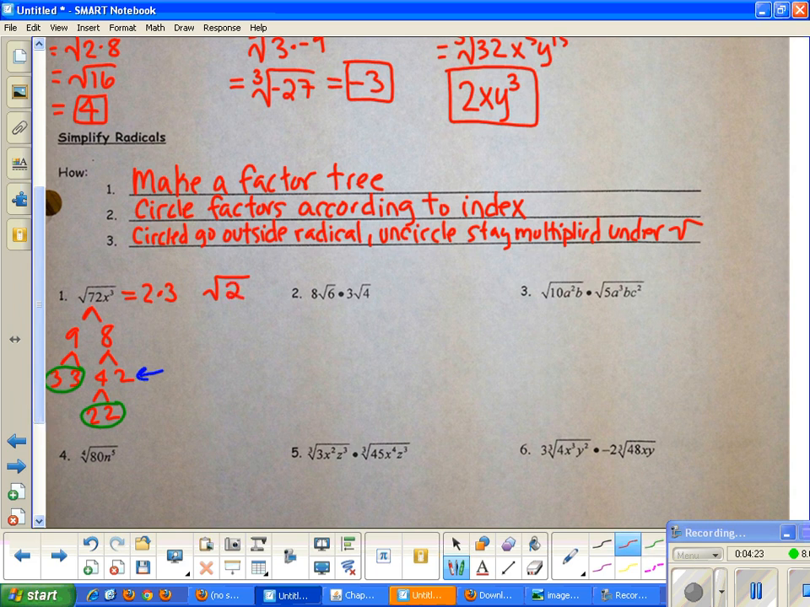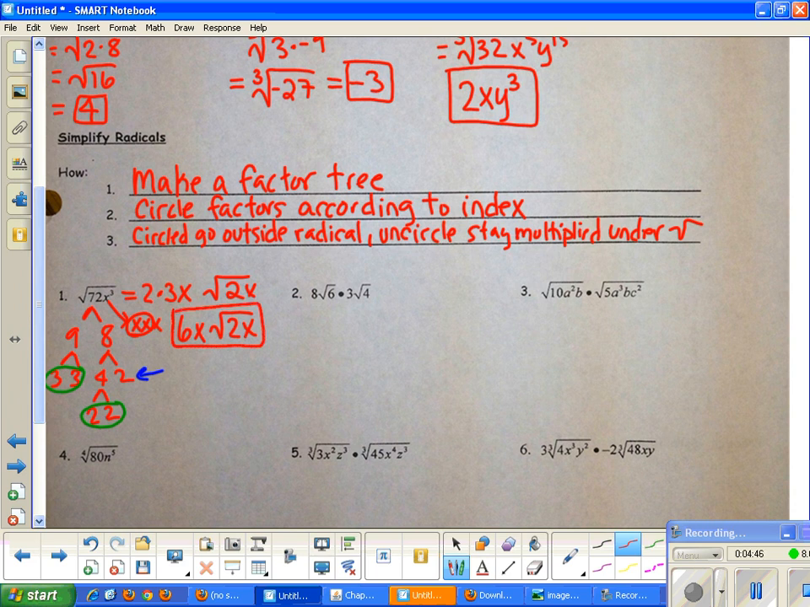Now if I look at my x's, I have 3 x's. So if I wanted to, I could write out x times x times x. I have one group of 2 x's. That means 1 goes on the outside while 1 stays underneath. And then if I simplify this, 2 times 3 is 6x times the square root of 2x. And that would give me my solution.